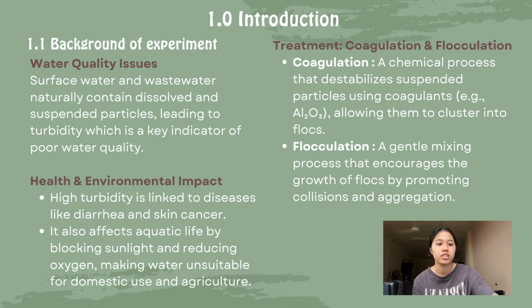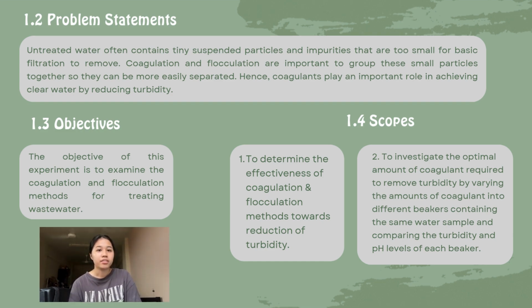For the problem statement, untreated water often contains tiny suspended particles and impurities that are too small for basic filtration to remove. Coagulation and flocculation help to group these small particles together so they can be easily removed. In this experiment, coagulants play an important role in removing turbidity.